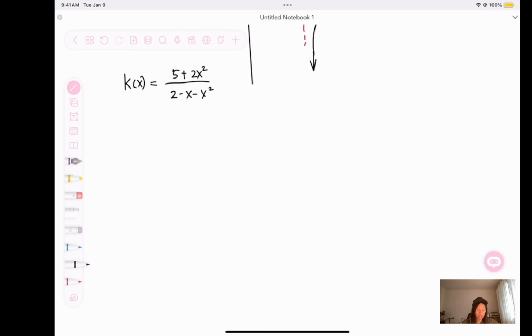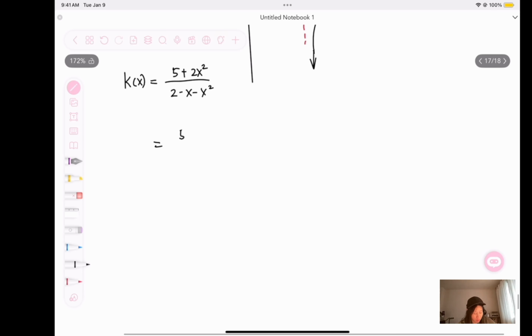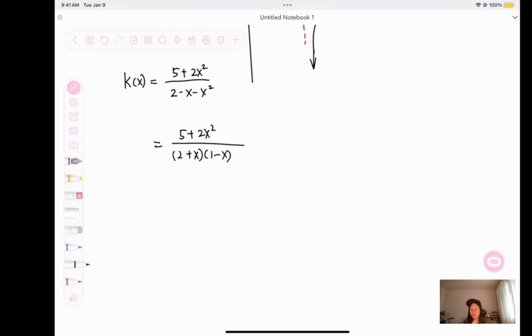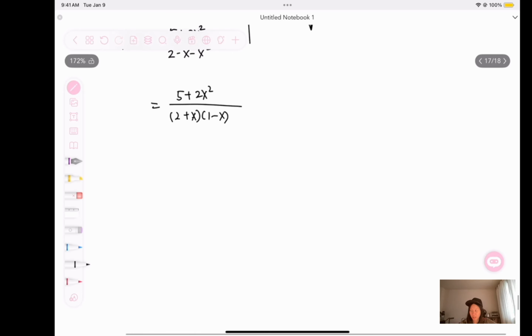So here is the second question. K(x) equals (5 plus 2x squared) over (2 minus x squared). The first step is to try to factor the polynomial function. The upper one, there's no common factor. But the one in the denominator, we can factor as (2 plus x) times (1 minus x).